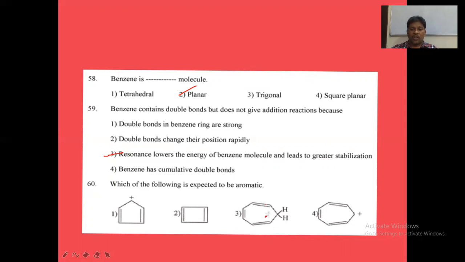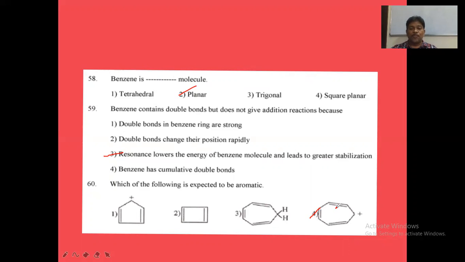Now check it here. In the fourth option, how many pi bonds are there? 1, 2, 3 pi bonds. Here 2 electrons, 2 electrons, 2 electrons, so 6 pi electrons. So we say 4n plus 2 equals 6 pi electrons, n equals 1. It is an integer, so this is an aromatic compound. Huckel's rule is satisfied.